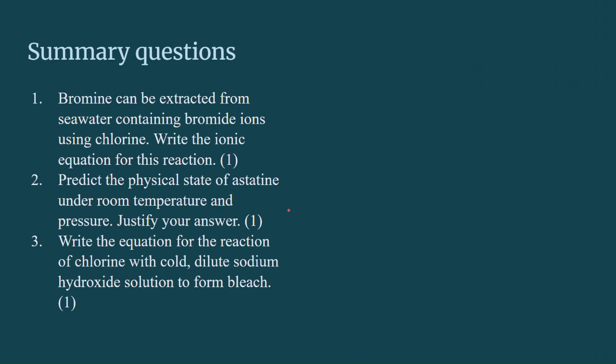Right, summary questions. 1. Bromine can be extracted from seawater containing bromide ions using chlorine. Write the ionic equation for that reaction. That's a nice easy one. 2. Predict the physical state of astatine at room temperature and pressure, and thus justify your answer. And this is all 1 mark.